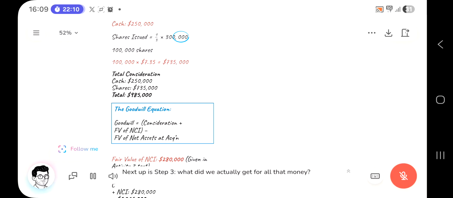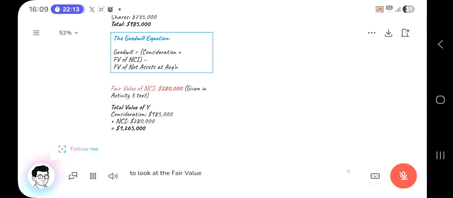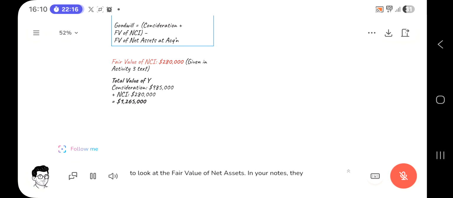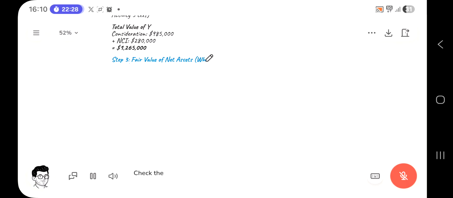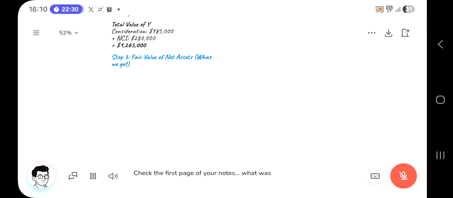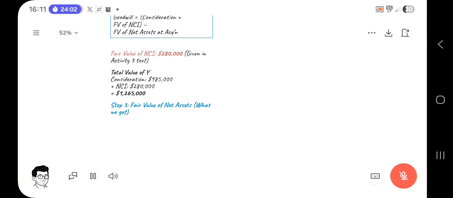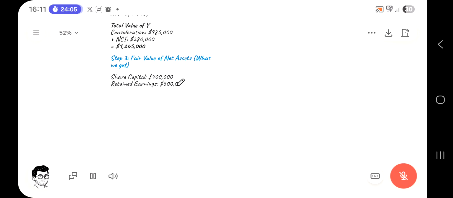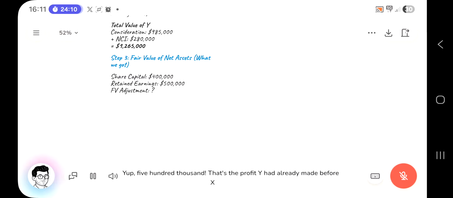Next up is step 3. What did we actually get for all that money? We need to look at the fair value of net assets. In your notes, they list 3 things here: share capital, retained earnings, and a fair value adjustment. Check the first page of your notes. What was the amount for Y's retained earnings on the acquisition date? Yep, 500,000. That's the profit Y had already made before X showed up.